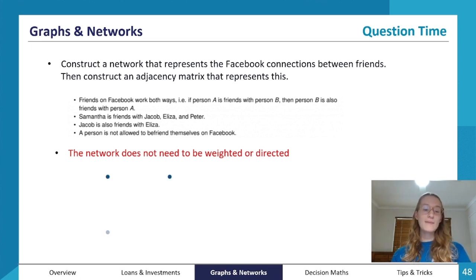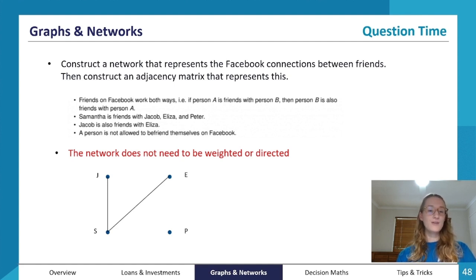So how I'm going to draw this graph is I'm going to draw a vertex to represent each friend. One for Jacob, one for Eliza, one for Samantha, and one for Peter. And then I'm going to draw in edges to represent the connections between each friend. So I'm going to start with our first bit of information. I can see that Samantha is friends with Jacob, so I've connected S to J. Samantha is also friends with Eliza and with Peter. So there, I've modeled our first bit of information.